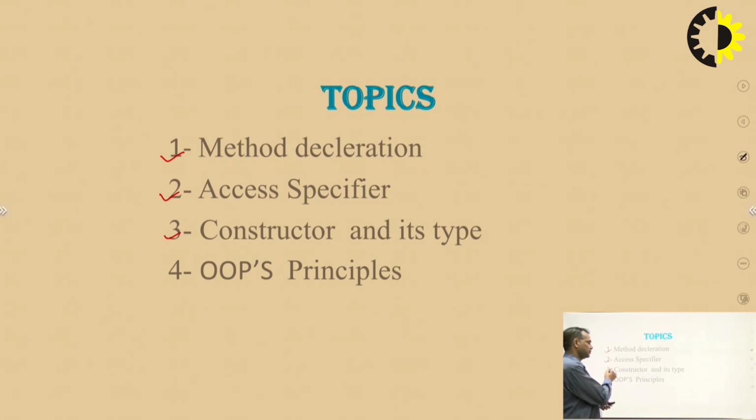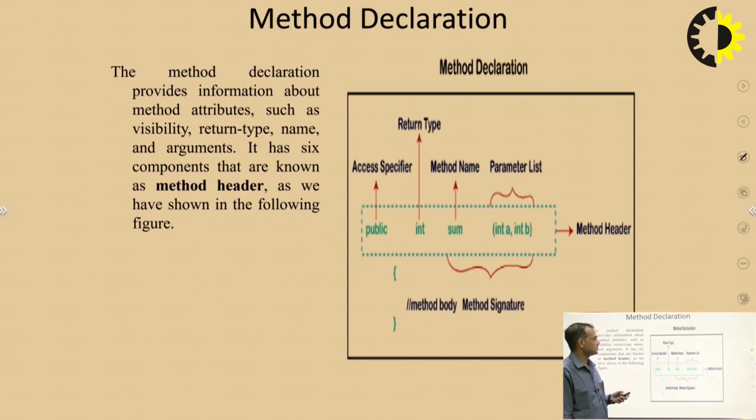After that, we will discuss the constructor: what a constructor is, how it works, and all its types. And last, we will define the OOPS principles: what they are and how we can use them. Basically, all these are parts of object oriented programming. So first, let's start.